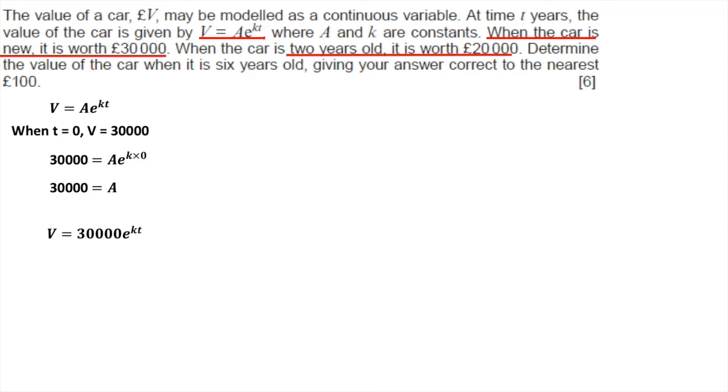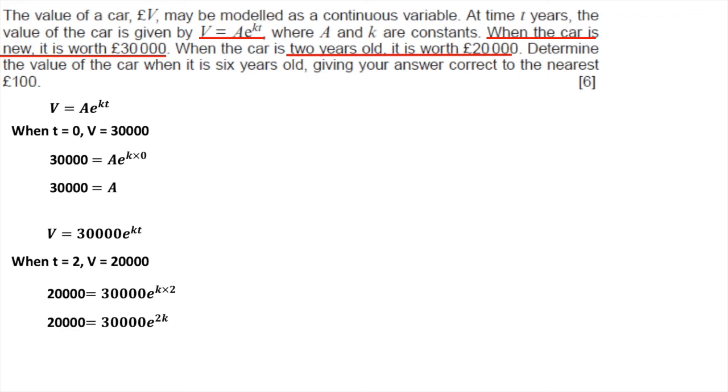The next part of the question gave us more information. It said when the car is 2 years old, it is worth £20,000. So when t is equal to 2, v was equal to 20,000. If we substitute those values into the formula, we have 20,000 instead of v, and 2 instead of t. So what I have is 20,000 = 30,000 e^(2k).